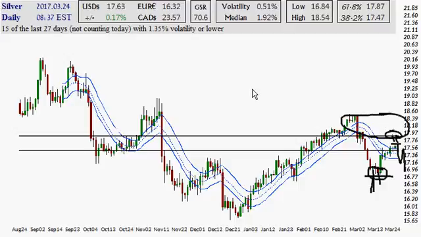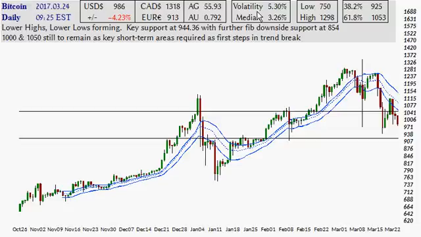That's really all, other than this note in here I'm going to say, which is 15 of the last 27, not counting today, have been 1.35% volatility or lower. It's got an extremely low volatility today so far.